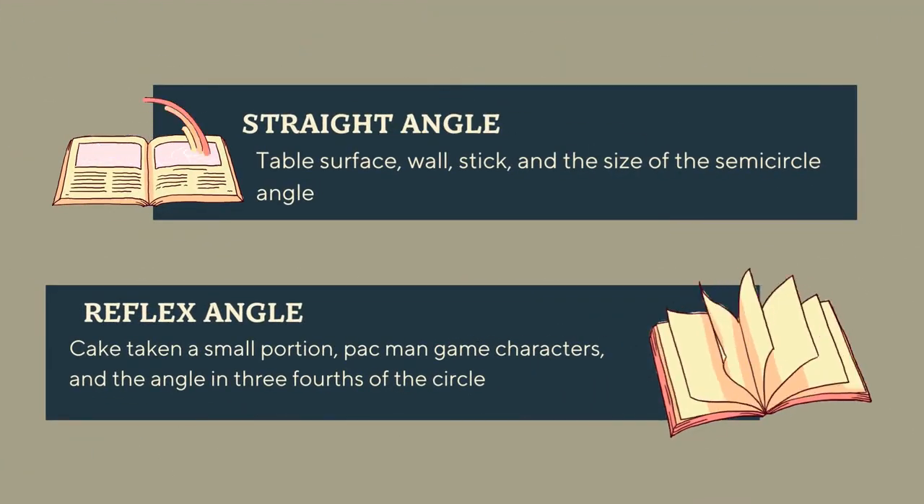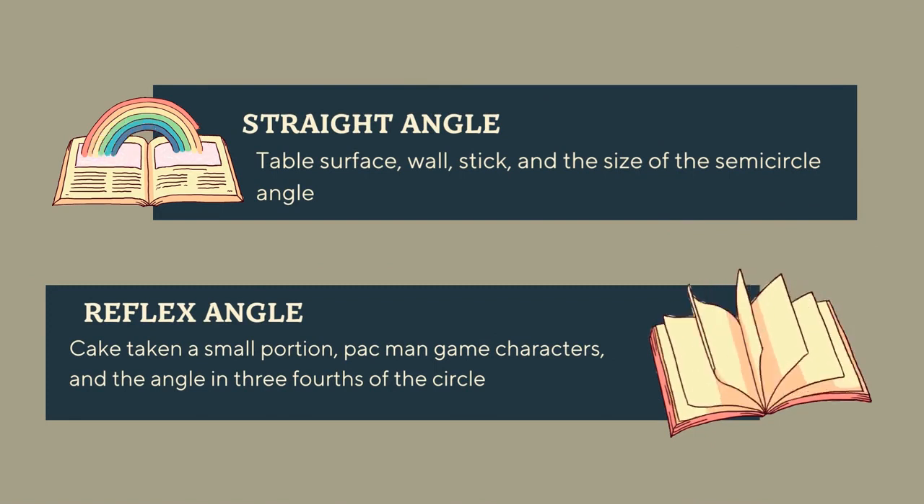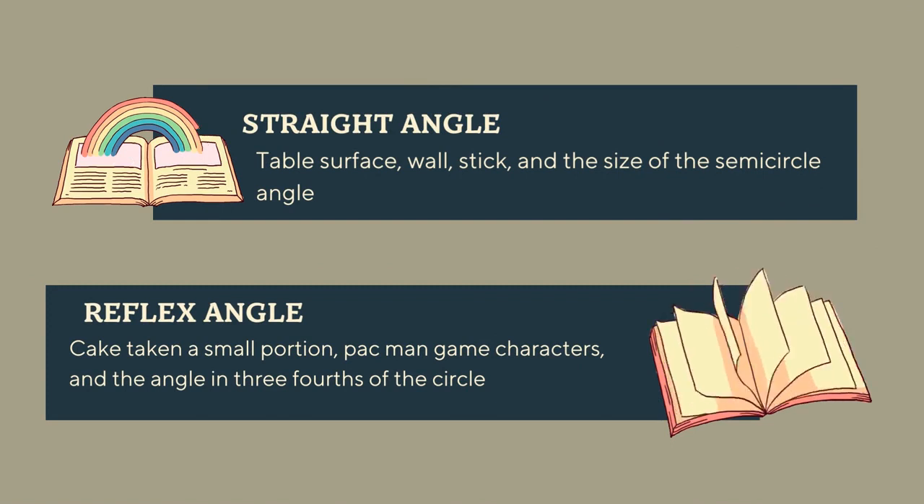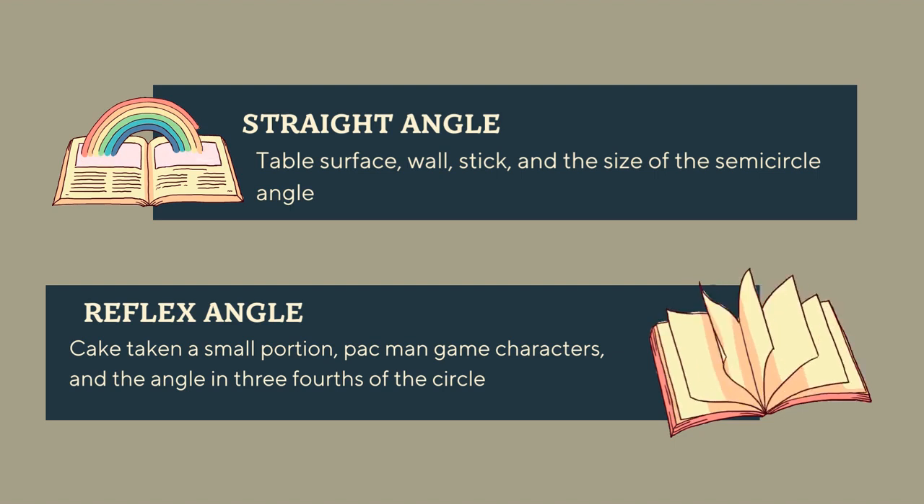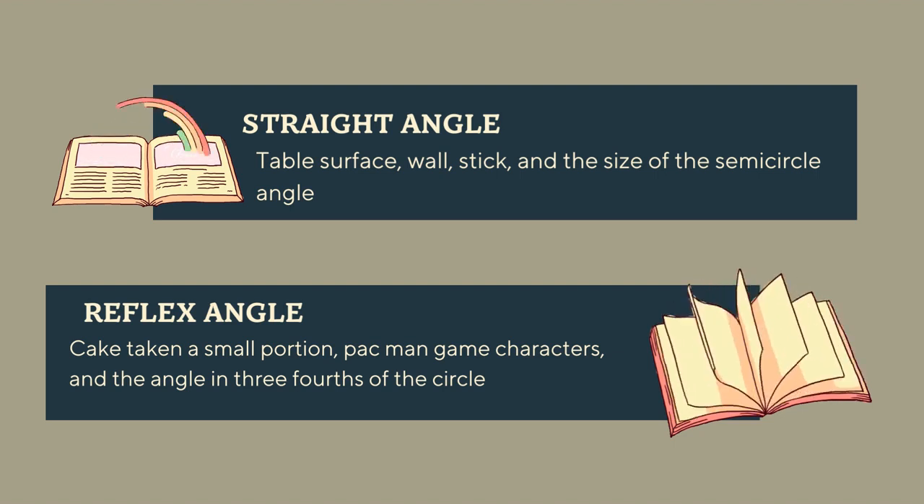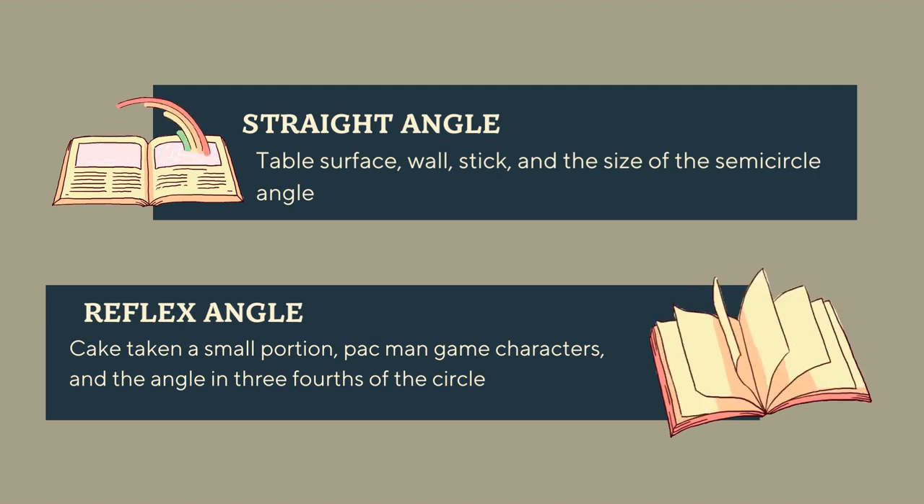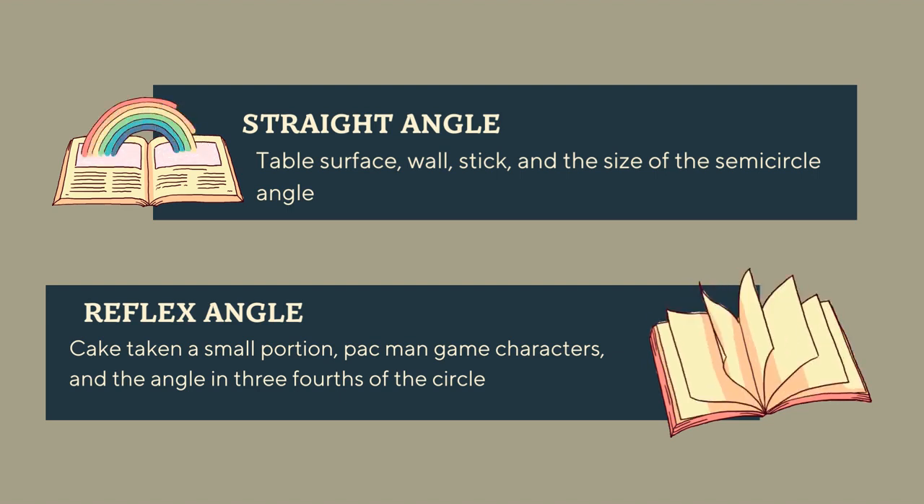Next is straight angle. There are total surface, wall, stick, and the size of the semicircle angle. Next is reflex angle. There are cake taken a small version, Pac-Man game characters, and the angle in 3/4 of the circle.